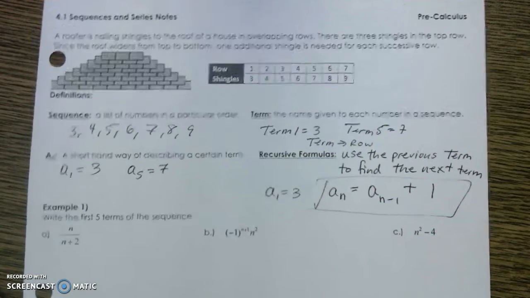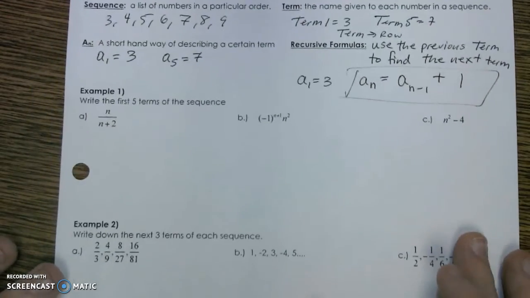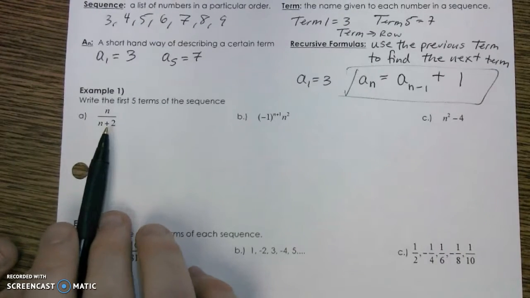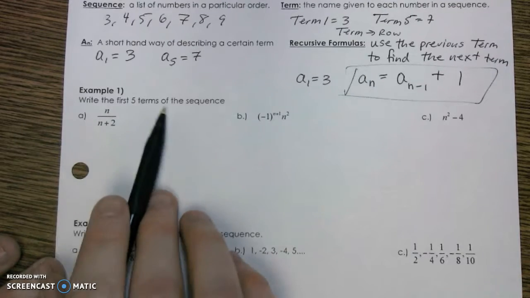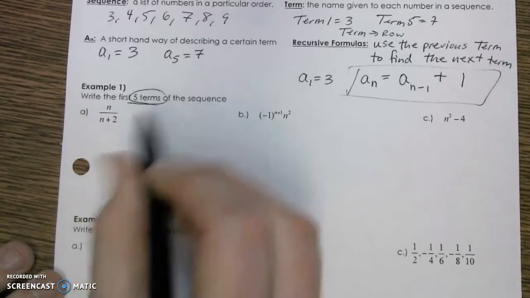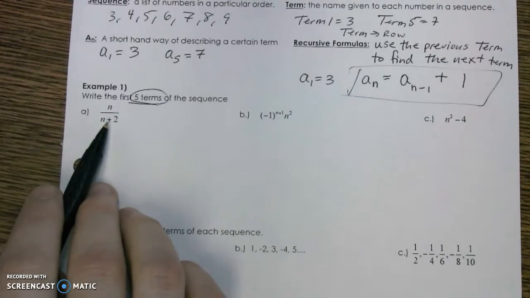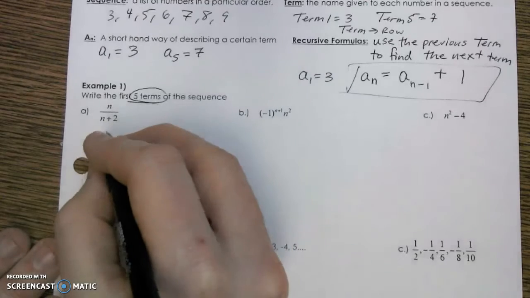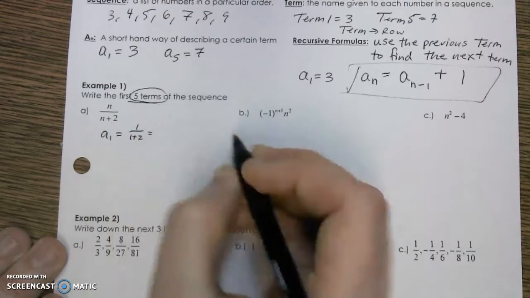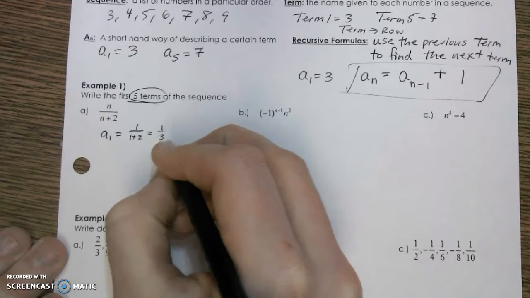In example 1, they've written a rule. This is not recursive because you don't see n minus 1 anywhere. This is just a general rule for describing the sequence. And if we want the first 5 terms, we're just plugging in 1, 2, 3, 4, and 5 into the rule. So term 1, we would plug 1 into the rule, and I end up getting 1/3.